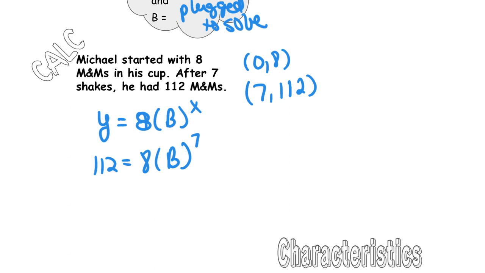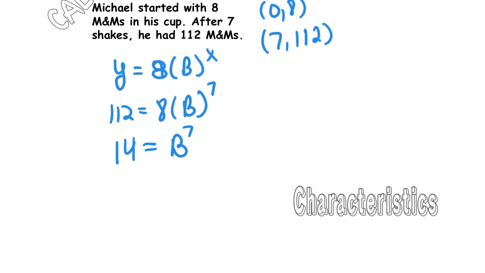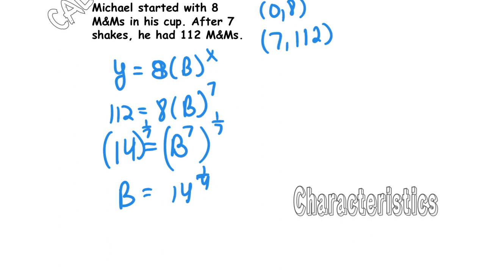So what do we do first to solve this? Divide by 8, and what do we get? 14. Okay, so now how do I get this b by itself? Can't divide by 7. It's not being multiplied. I can raise it to the 1/7, which means we're going to raise this side to the 1/7. Once again, I have no idea what that's going to be, and I don't really care about getting the fraction.